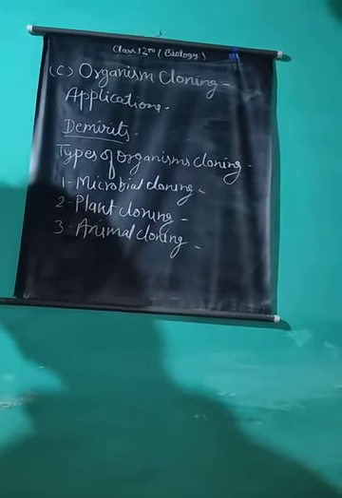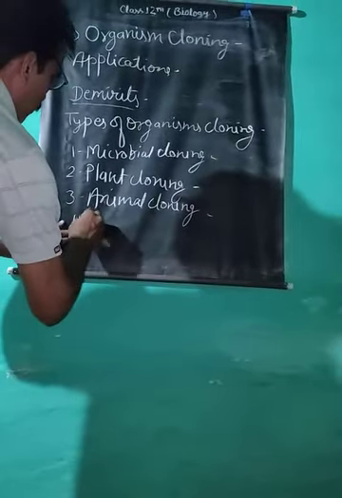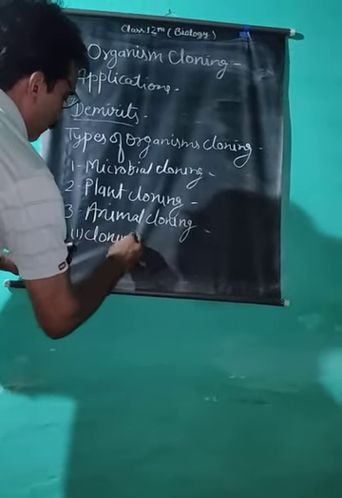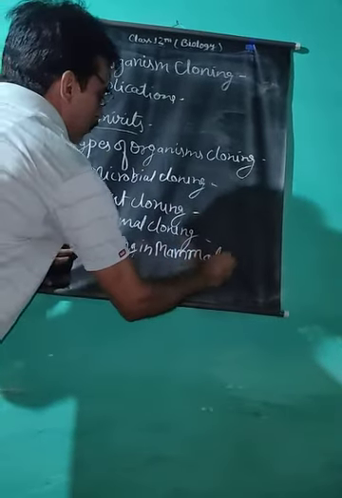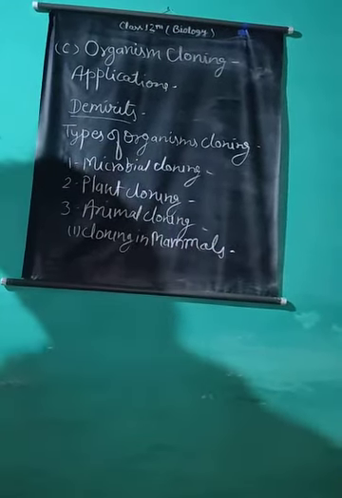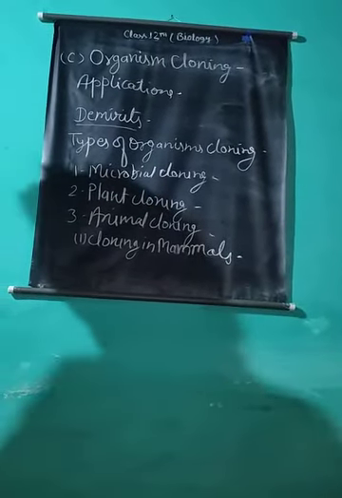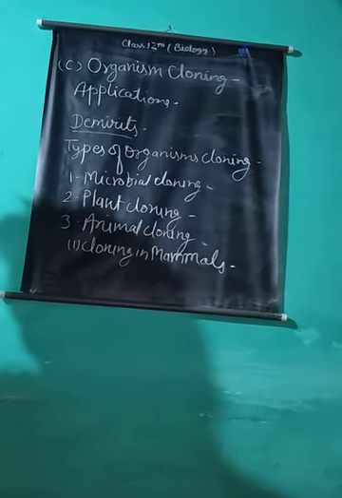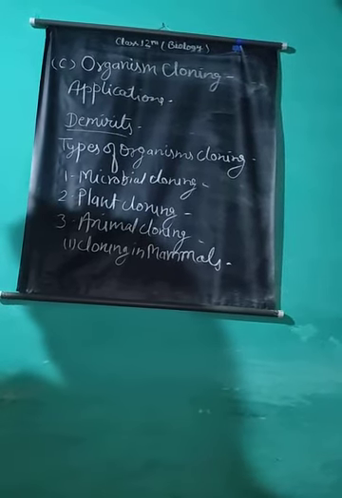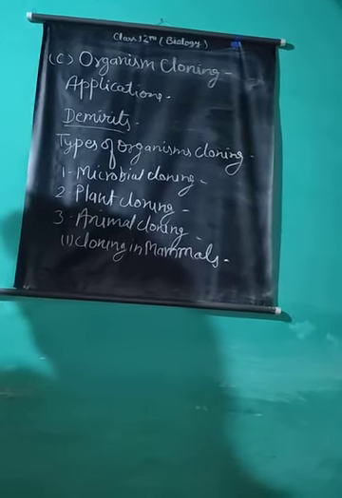Some important experiments of animal cloning are cloning in mammals. Dolly is the world's first cloned mammal. Ian Wilmut and co-workers in 1997 at the Roslin Institute, Edinburgh, Scotland, succeeded in cloning a sheep, Dolly, which is the first animal clone of the world.